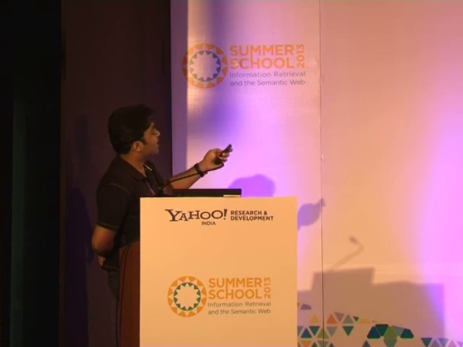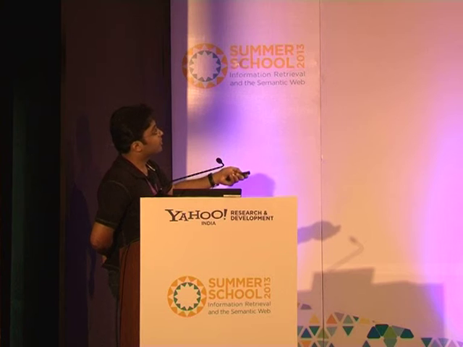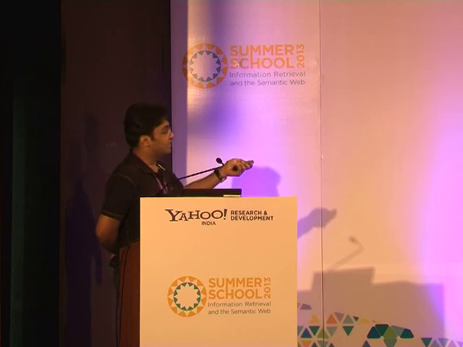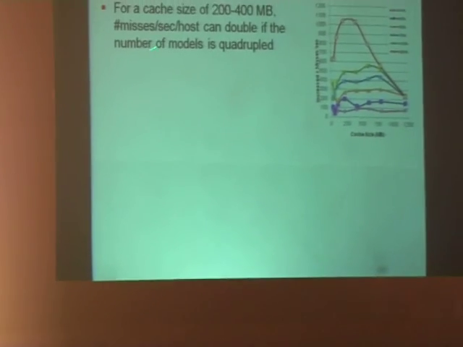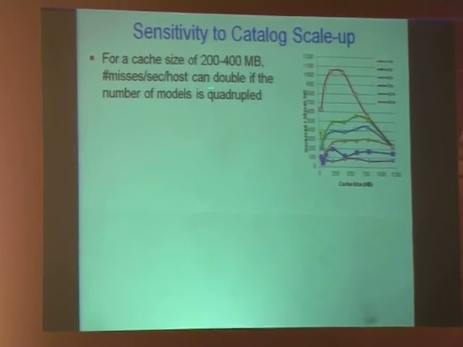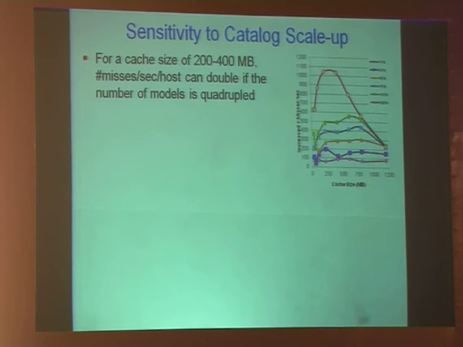Okay, so for a cache size of 200 to 400 MB, the number of misses per second per host can double if the number of models is quadrupled. As if the situation wasn't bad even now, this will make it even worse. Your number of misses per second will almost double when you migrate to Freebase. We were already having around 1.4K misses per second, and it will eventually double when you migrate to Freebase.